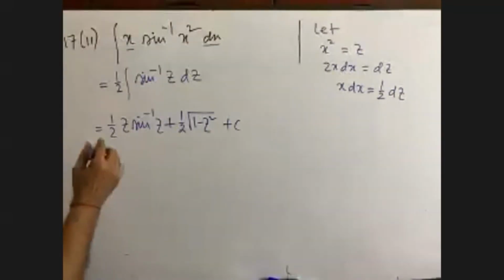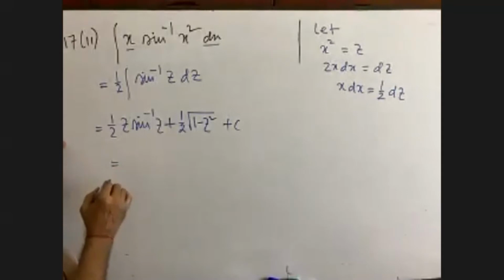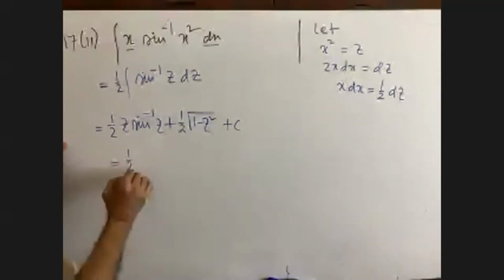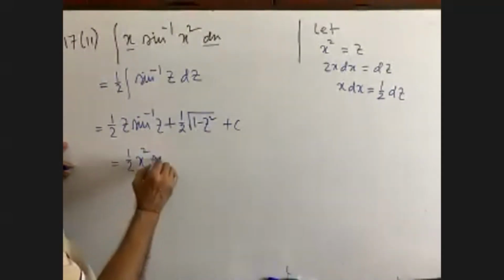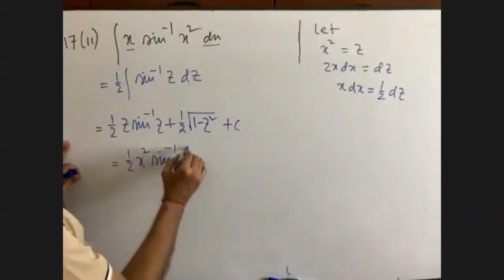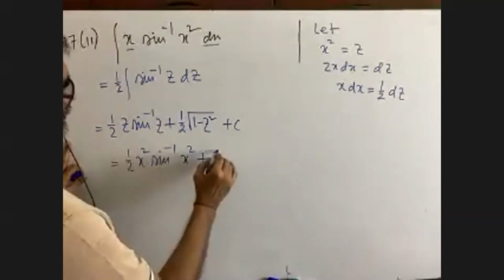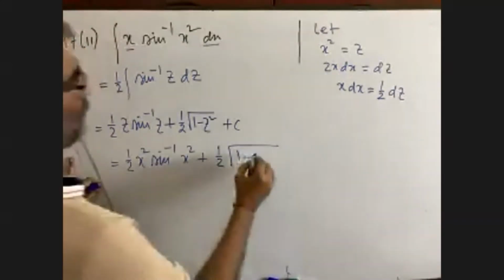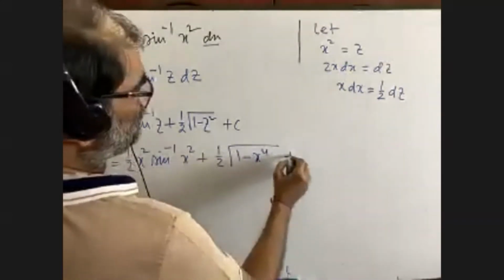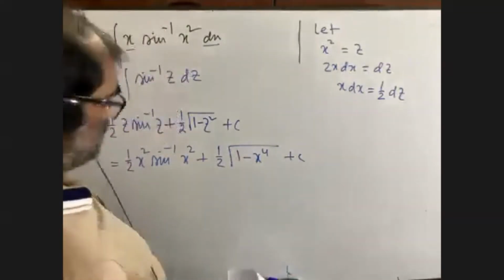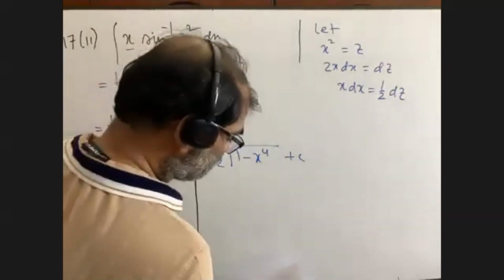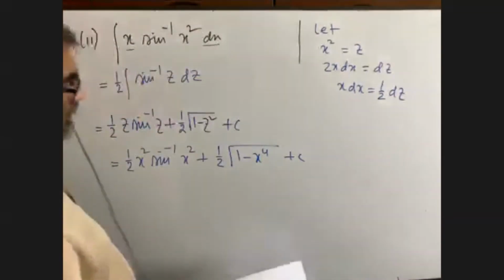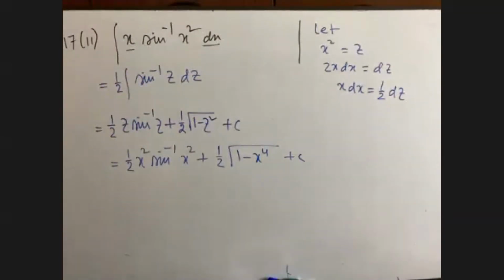Now you put the value of z. What is the value of z? Z is x square. Write down half x square sine inverse x square plus half root over 1 minus x to the power 4 plus c. Yes, we are absolutely right. Okay, this is the answer.